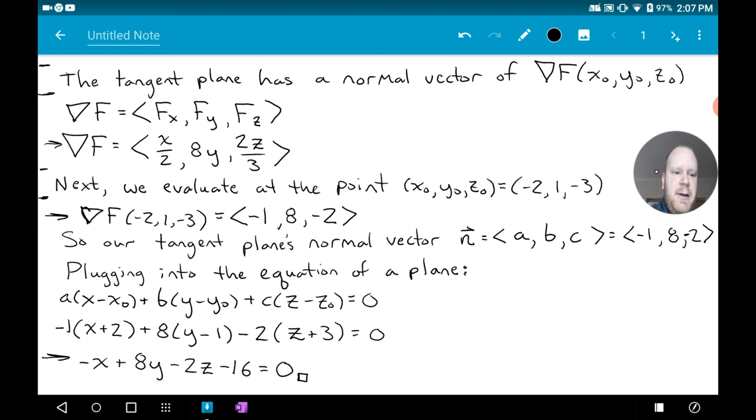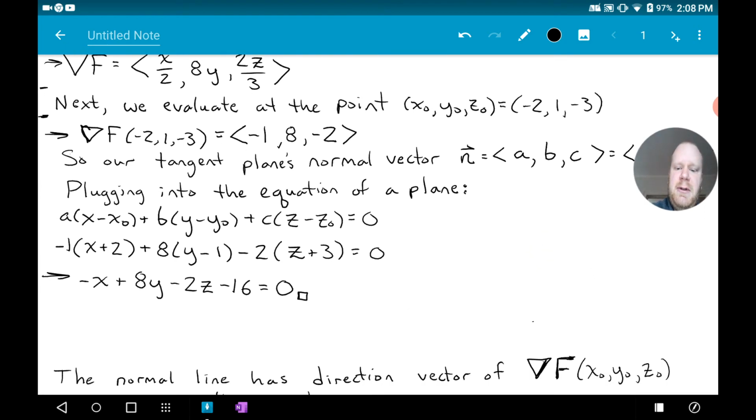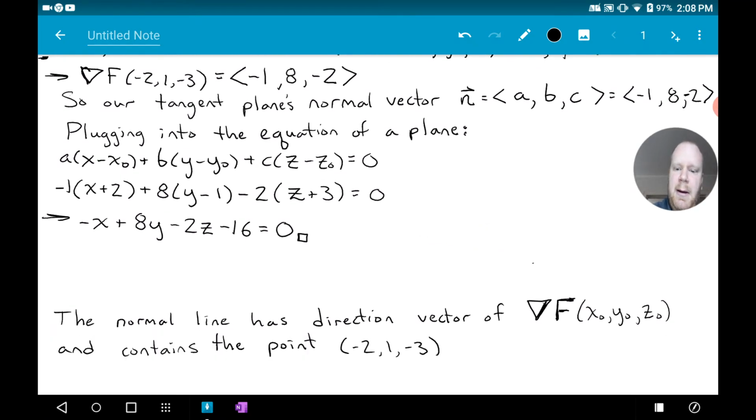This problem is also asking for the equation of the normal line. So the normal line is a line that is perpendicular to our ellipsoid. What that means is it's going to have a direction vector that's the same as the normal vector of our tangent plane, and the point on that line is just going to be this point of tangency, -2, 1, -3. So the normal line has a direction vector of this gradient of F evaluated at x naught, y naught, z naught, and it's going to contain the point -2, 1, -3.